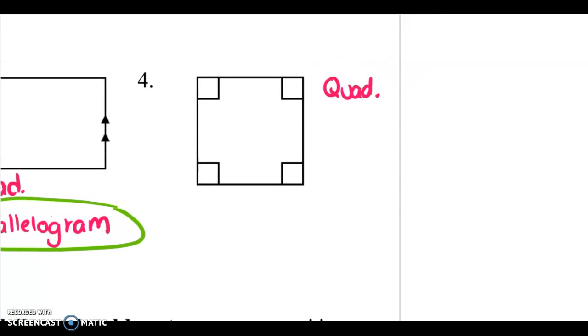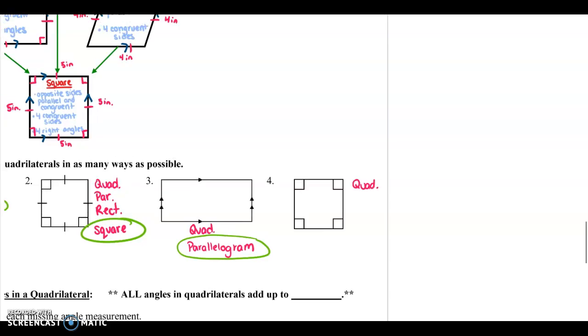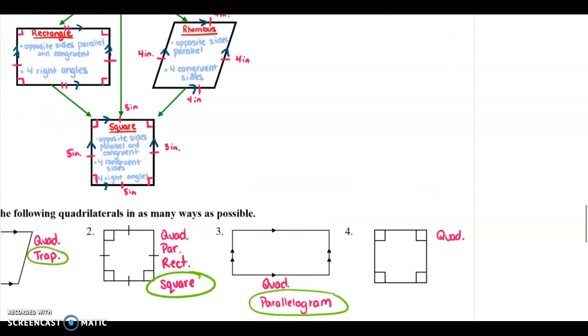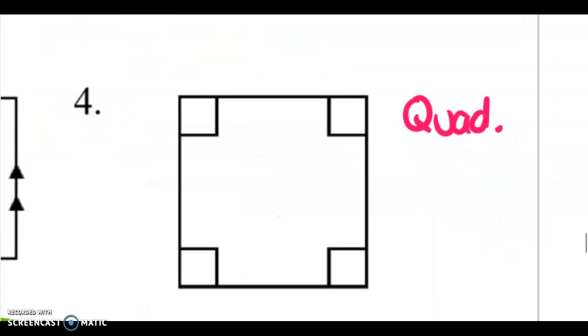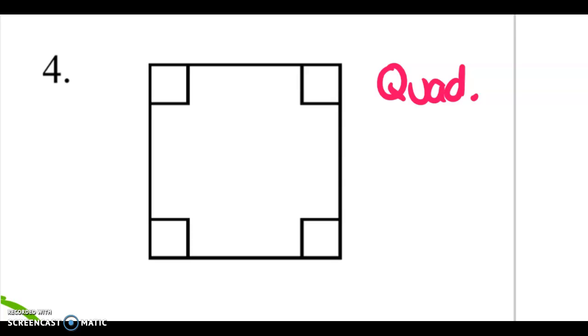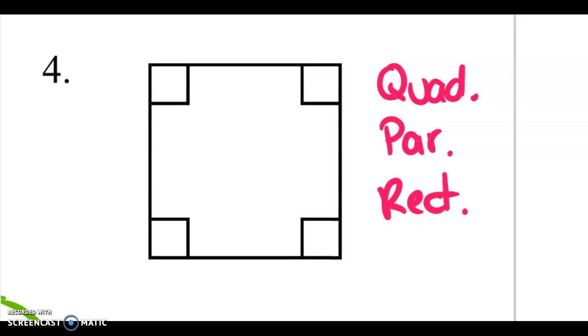All right, number 4, it's a quadrilateral. I see 4 right angles. The sides look congruent, but they don't have the markings. So I can't assume that it's a square. So I actually have to look at the 4 right angles, and it's actually a rectangle. So I know it looks like it might be a square, but it is a parallelogram and it is a rectangle. All right, I know that's a little confusing, but a rectangle is its best name.